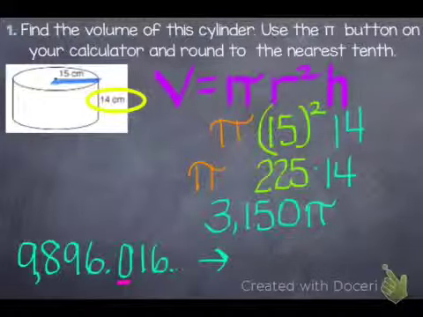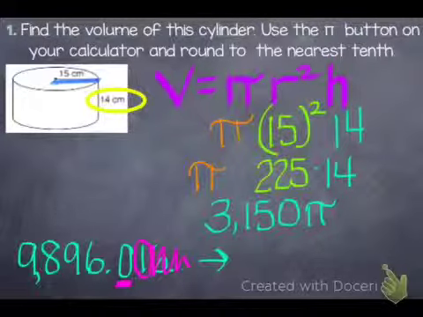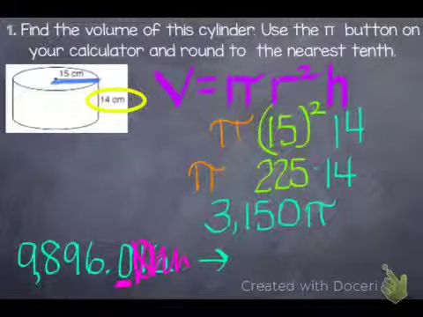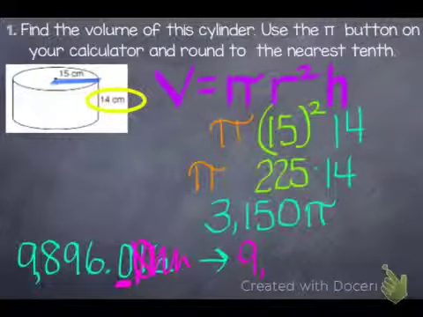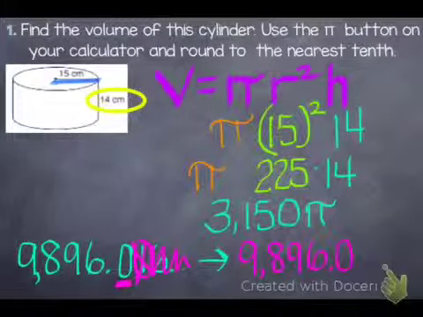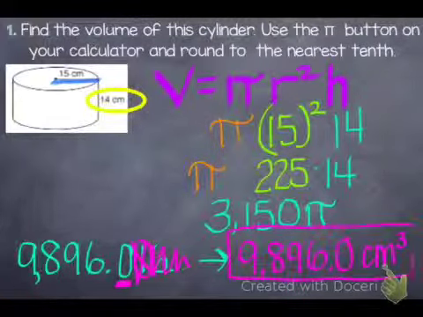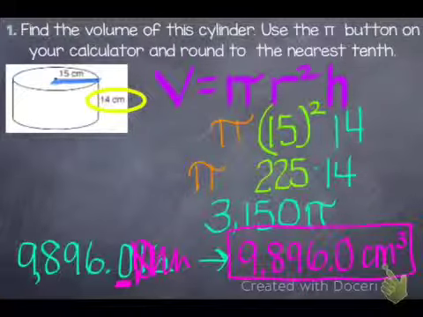We want to get this place value. So all that matters is this number right here. We don't need to worry about anything else. If it's 5 or bigger, we would round this one up. If it's less than that, we just keep it as what it is, and it stays 0.0. So our answer is 9,896.0. And we are using centimeters, and volume is always cubed. So volume is centimeters cubed. And that is the answer for the volume of this cylinder.